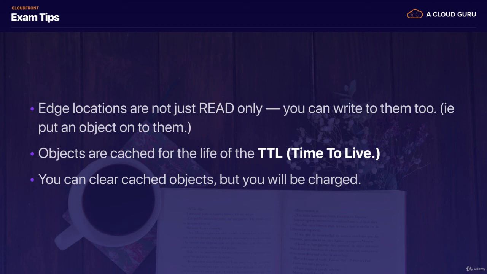And then finally, you can clear cached objects. You can invalidate an object, but you are going to be charged if you do that. That's a very important exam topic: that you can invalidate cached content. So if you've uploaded something and your users are still getting old data and you've added new data, for example, you might have added a new video and they're still getting the old video, you can go in and clear those cached objects, but you are going to be charged. It's called invalidating the cache.